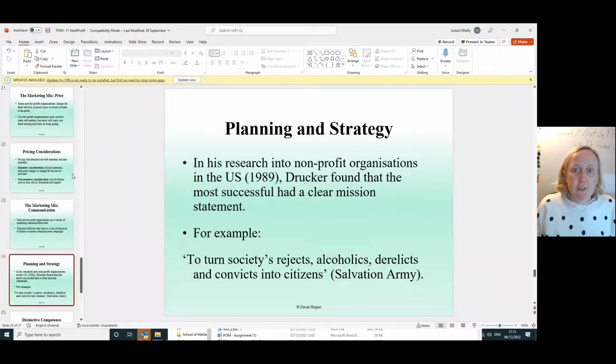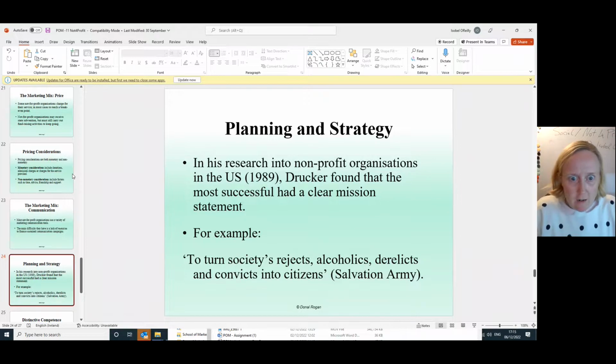So in his research into not-for-profit or non-profit organizations in the US, Drucker found that the most successful had a clear mission statement. They really know why they're here. They know why this place exists, and all the volunteers buy into that, and the donors and the recipients of the service or whatever it is.